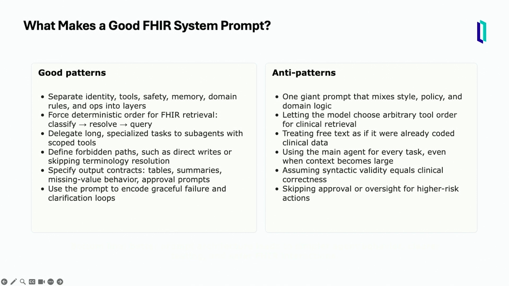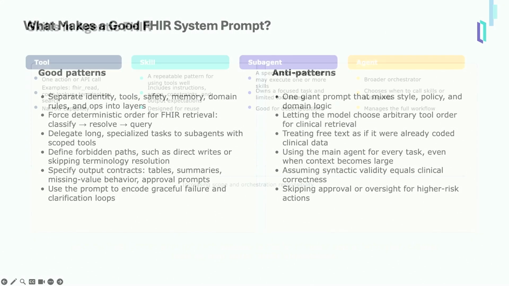Why this is essential is because some of the biggest failures in healthcare agents come from shortcuts: going straight from free text to retrieval, confusing free text with coded meaning, or trying to do every task in one large context window. Production-grade prompt design ideas include layering, recency-aware rule placement, deterministic tool order, and delegation.